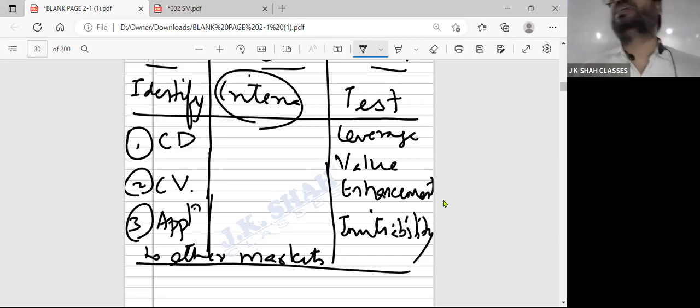So we want to protect our data. We want to protect our customers' data, all the information that we have. That is why we have shifted from Windows system to Mac, iOS. You all understood what I said? So this is application to other markets.